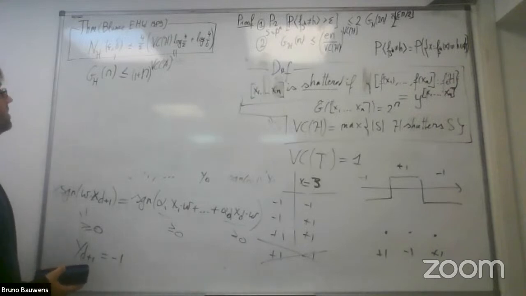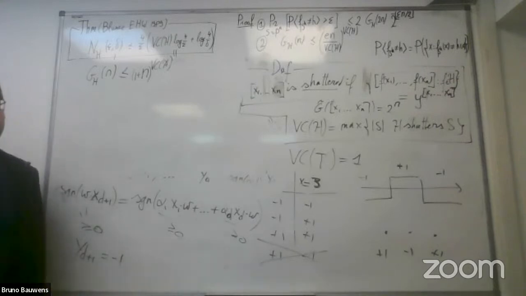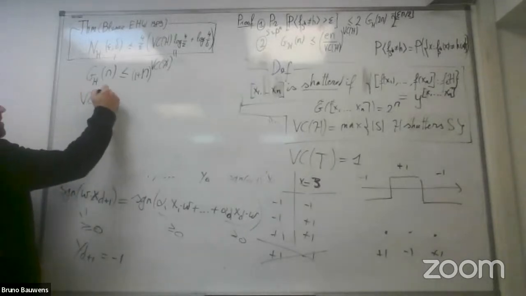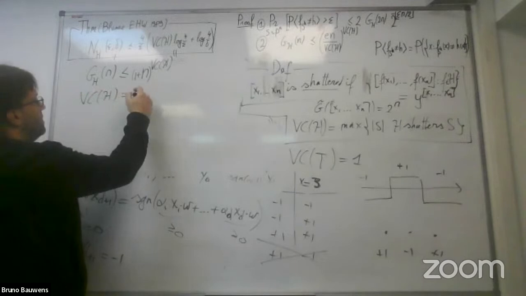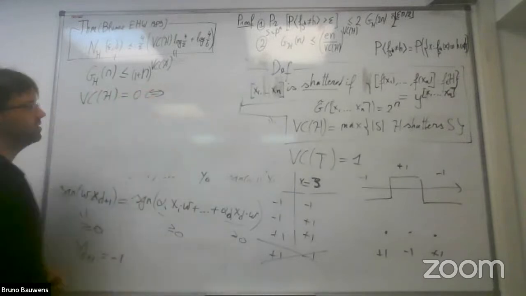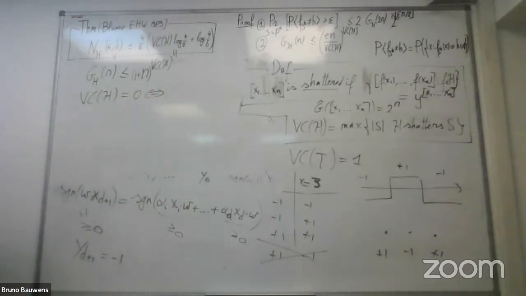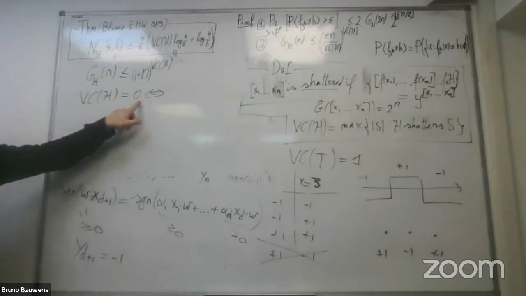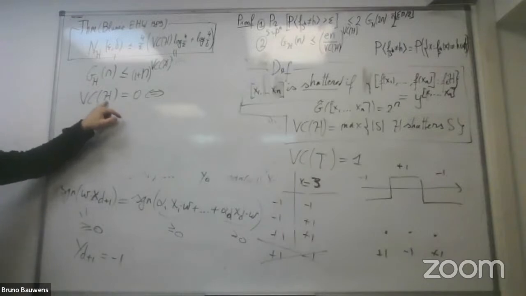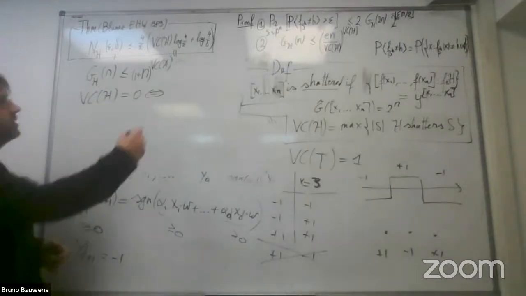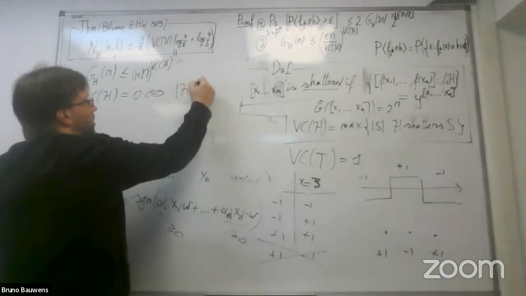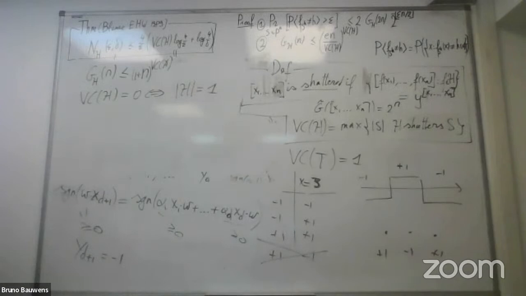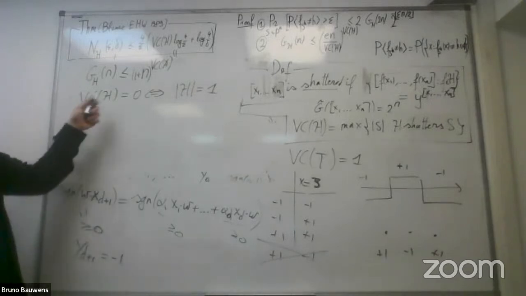Well, the VC dimension can be 0. If the VC dimension is 0, what does it mean? It means that H cannot shatter 1 point. And so it means that H contains 1 function. And in this case, we are also good.